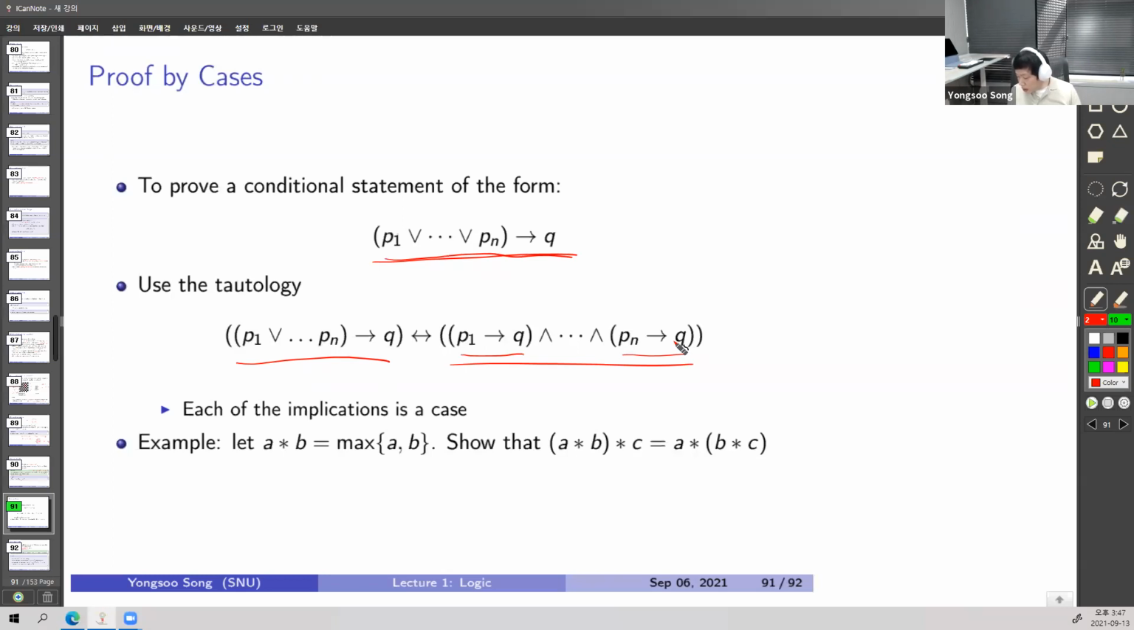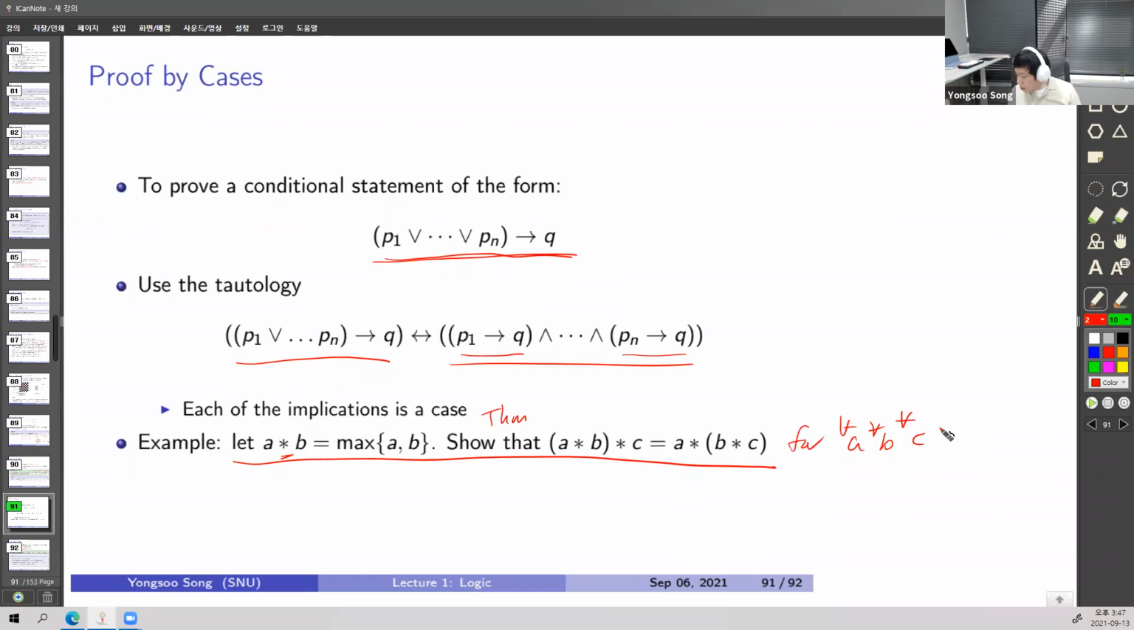And suppose that we would like to show the following theorem. Let A star B be the max of A and B. So we define this operation as the maximum of two elements A and B. And in the theorem, we want to show that (A star B) star C is equal to A star (B star C) for any A, B, C real numbers.